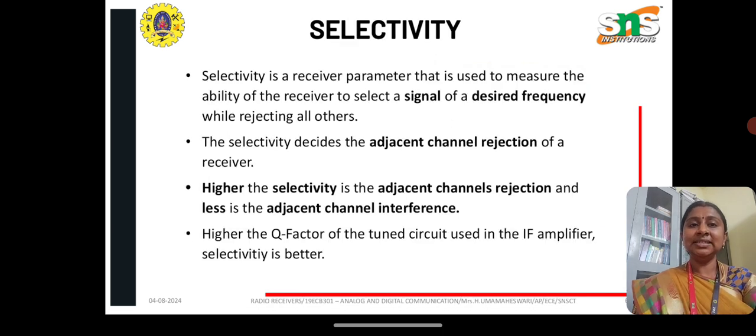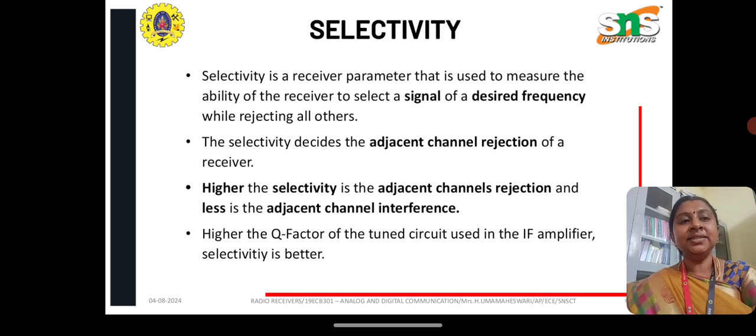The next one is selectivity. It is a receiver parameter that is used to measure the ability of a receiver to select a signal of a desired frequency while rejecting all others. The selectivity decides the adjacent channel rejection of a receiver. The higher the selectivity, the higher the adjacent channel rejection and the less the adjacent channel interference.